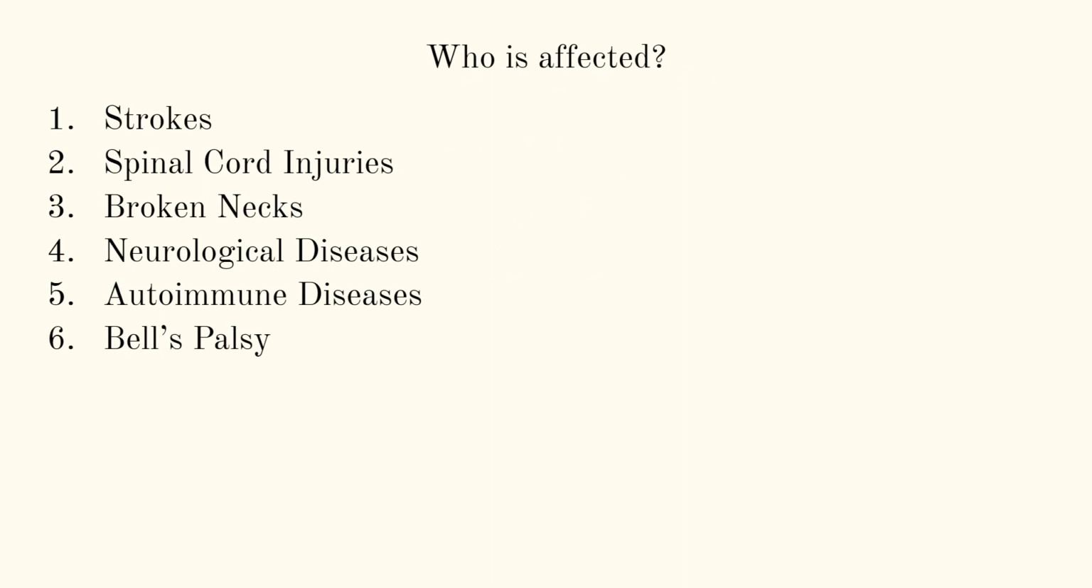Who can be affected by paralysis? It can be anyone, but the most common cause is if someone has a stroke. That is the number one cause. Two could be spinal cord injuries, which can affect the spinal cord and then cause it. Three, broken necks, and that can affect it obviously at the neck towards the brain, and you could lose all function of the lower body or just some. Neurological diseases, autoimmune diseases, and Bell's palsy are other examples of how someone could be affected.